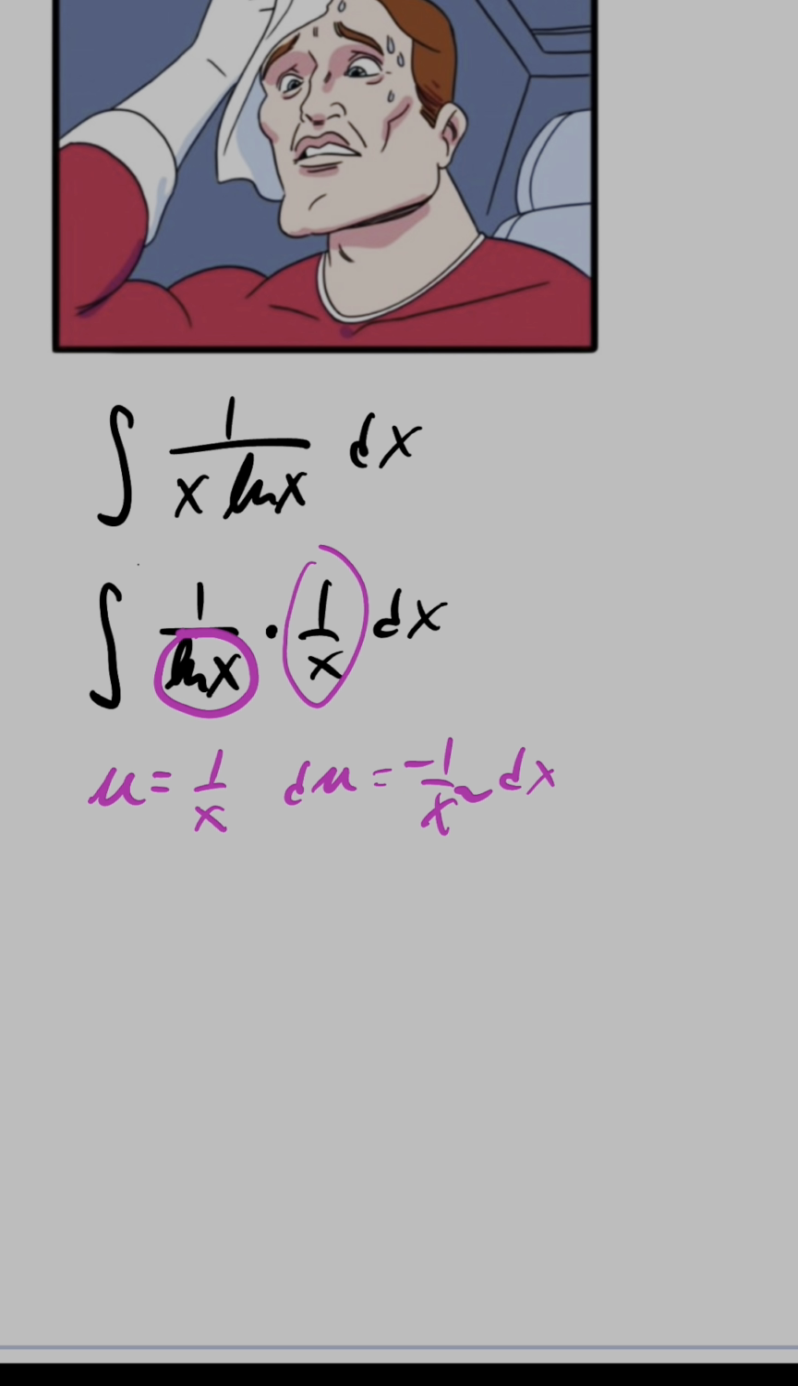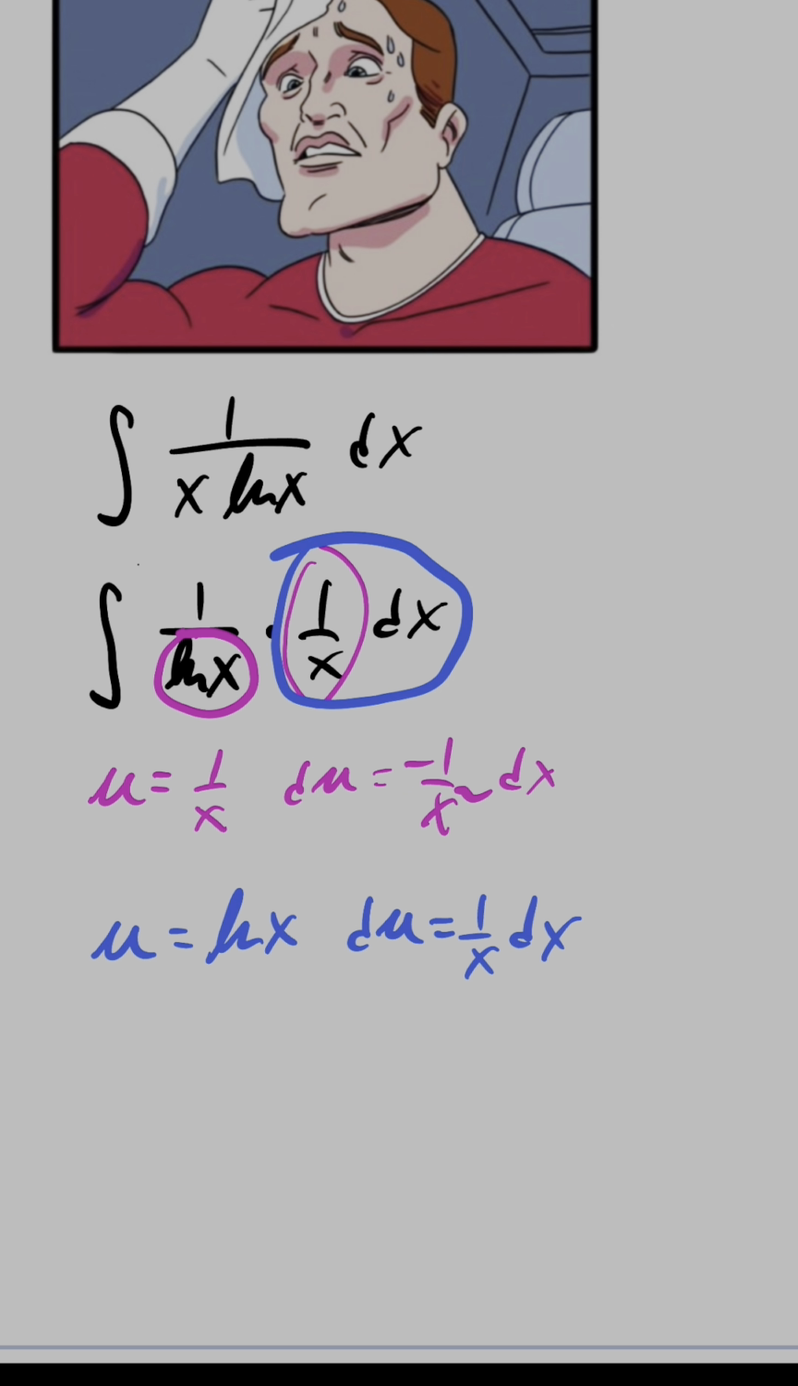Let's try to let u be equal to the natural log of x. So if u is equal to the natural log of x, that means du would be 1 over x dx. And that is here. So now what I can do is my substitution. It's going to be the integral of 1 over u times du. And the integral of 1 over u is the natural log. So this becomes the natural log of u plus a constant.